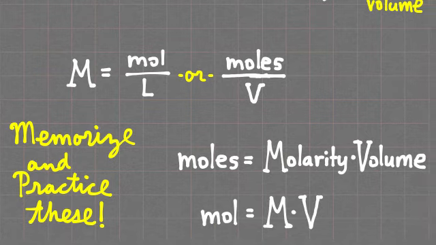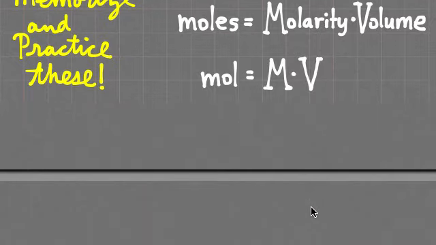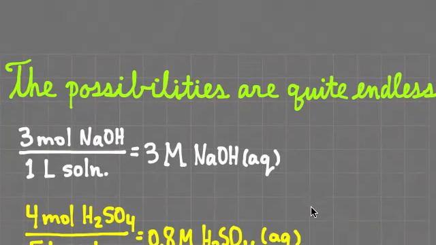So memorize this, that molarity is moles per liter, or if you switch it around, moles can be determined by taking the molarity, molar concentration, times the volume. So you should know this. This is just as important as changing grams to moles and moles to grams. Believe it or not, the possibilities go on and on.